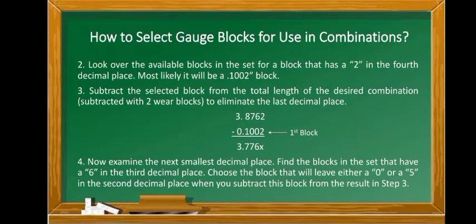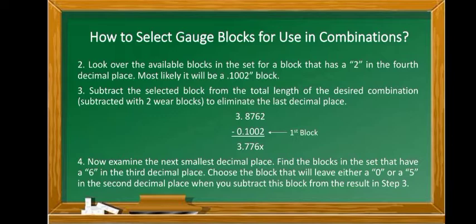Then subtract the selected block from the total length of the desired combination that has been reduced by the two wear blocks, to eliminate the last decimal place. So we subtract from the remaining length, 3.8762, the first selected block, 0.1002, which equals 3.776. So the last or the fourth decimal number has been eliminated.